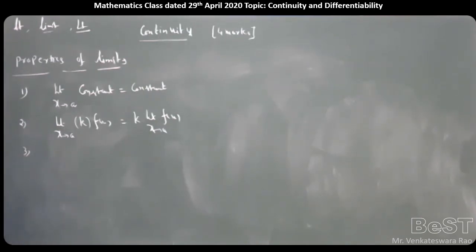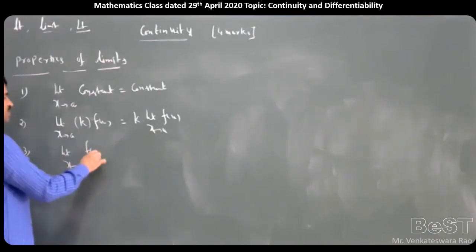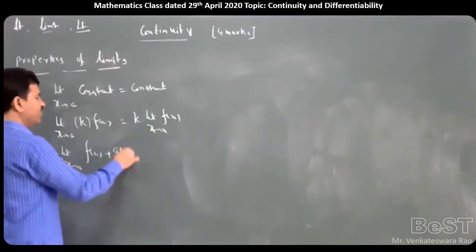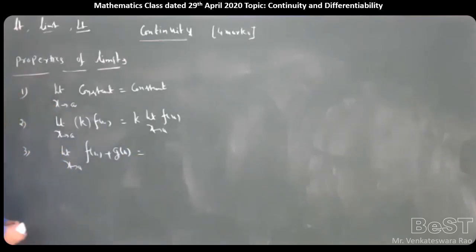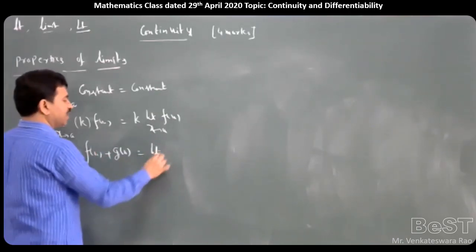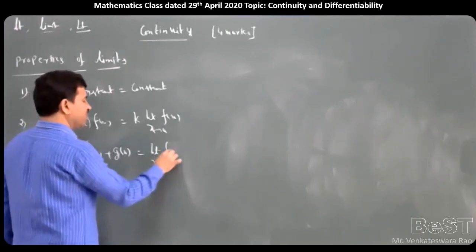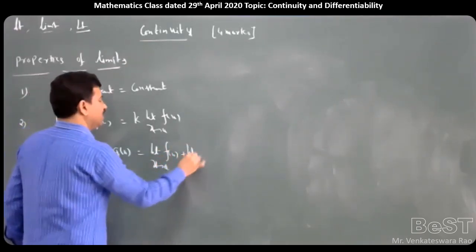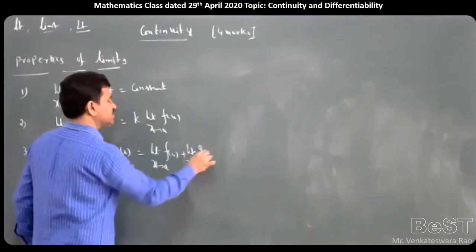Next, algebra of the limits. Limit x tends to a, sum of two functions, f of x plus g of x. Here we are writing only the sum of two functions; for any number of functions, this property is the same. If addition is there, you can apply the limit separately: limit x tends to a f of x plus limit x tends to a g of x.